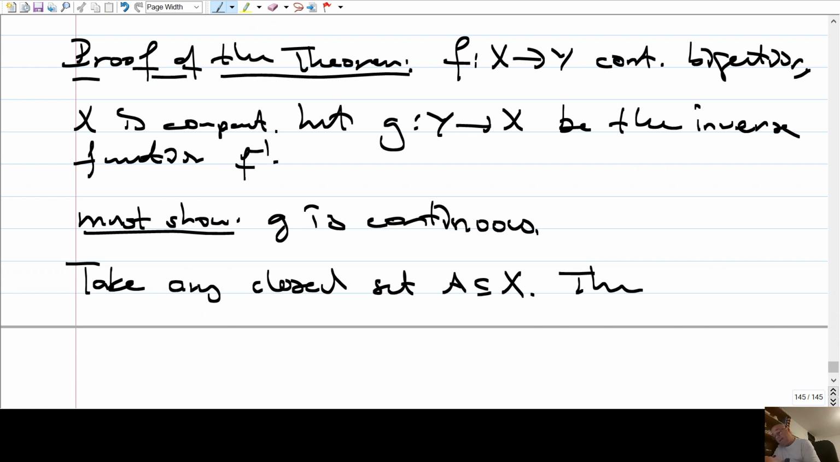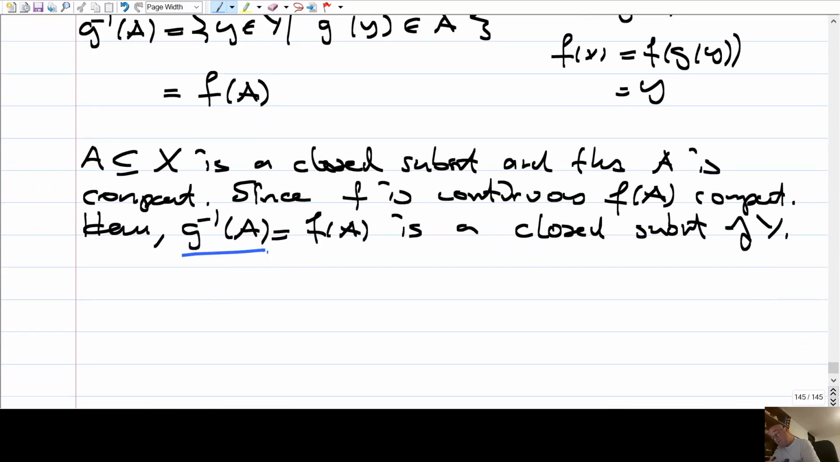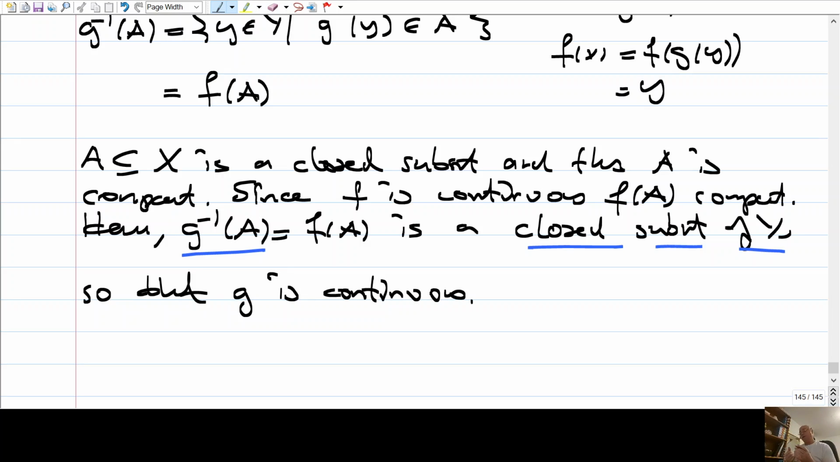So what I did is the following: to show that G is continuous, I take a closed subset here. I want to show that this map is continuous. I take a closed set here, and I show that its inverse image is a closed subset of Y. Therefore, G is continuous. So I have what? F is a continuous function. It's a bijection, and its inverse is also continuous. Thus, F is a homeomorphism.